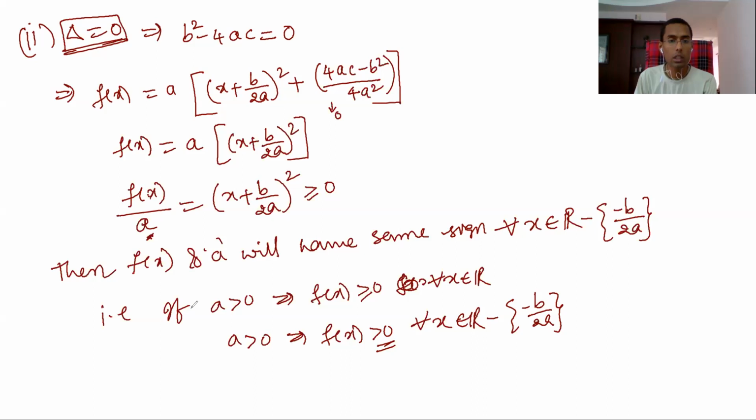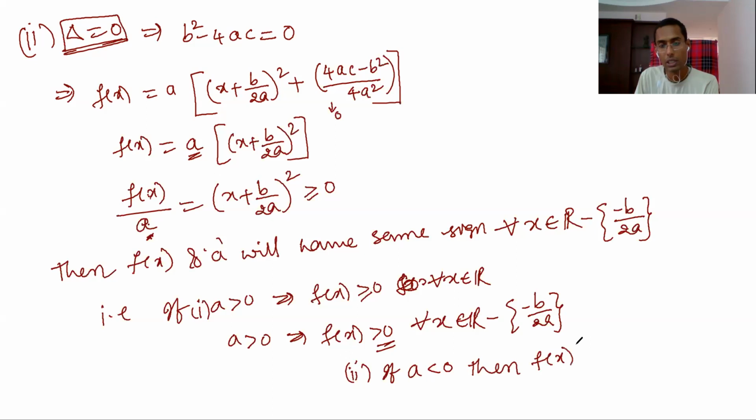So that is if a is greater than 0. Another case, if a is less than 0, what's going to happen? If a is negative, negative into positive is negative. Therefore, if a is less than 0, then f of x is less than 0 for all x belongs to R except one value, that is minus b by 2a.